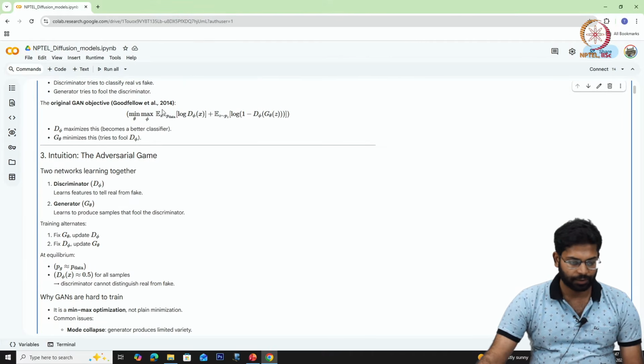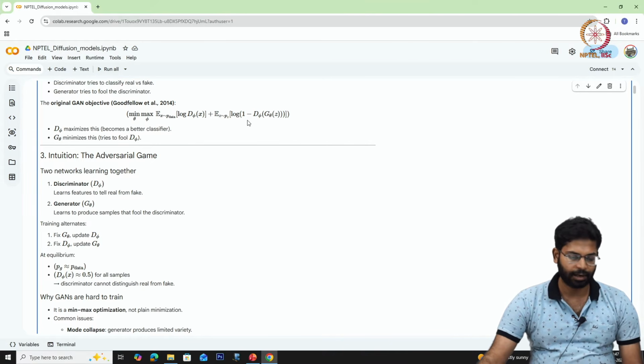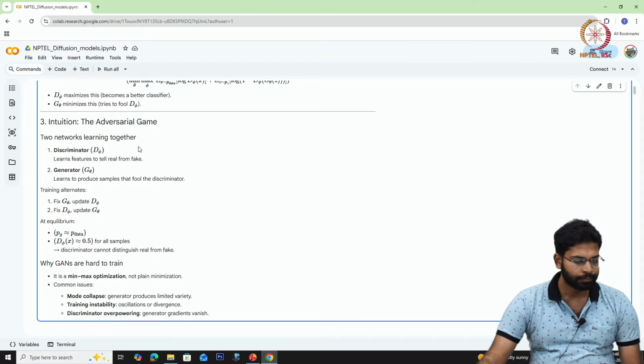So the first term denotes that the discriminator tries to become a better classifier, in the sense that it tries to classify real versus fake better. At the same time the generator tries to learn in a way that it generates something that the discriminator, no matter how good it is, fails to classify as real versus fake. That is the entire idea about this loss function.